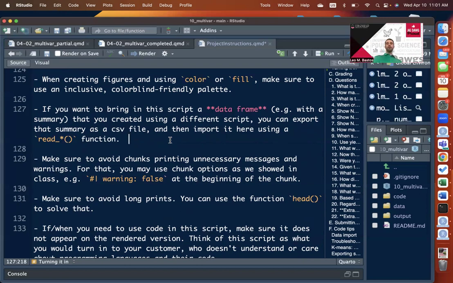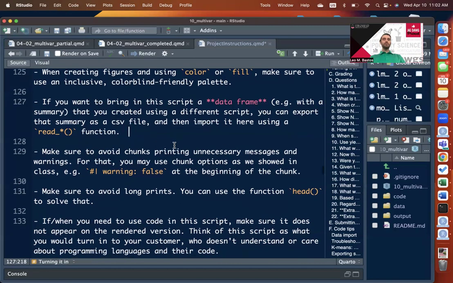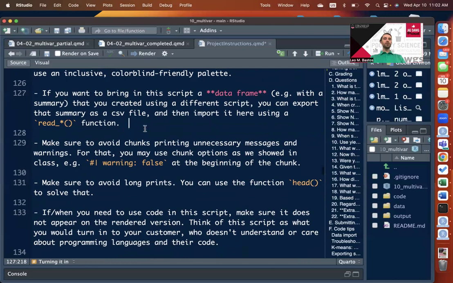So it's going to be a little bit of code, but not to create the table, just to read that table in and show me the table, right? So on the script that you create the table, it is just a data frame. You export that with write CSV, and then you can import the CSV afterwards in this script using a read_CSV, for example, to show me just the table.